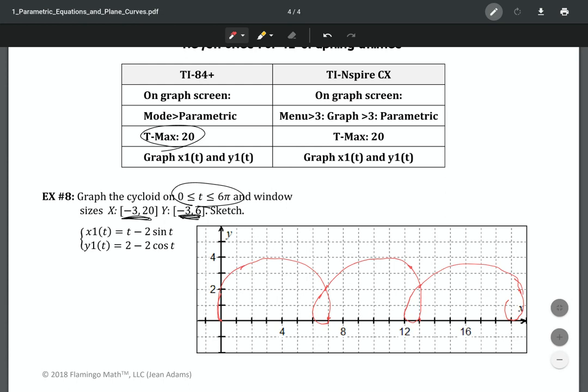So really, please go to your calculator and just basically do what it says on the back of this paper and see if you can graph this. You shouldn't have any problems. But if you do, just let me know and we'll figure it out.